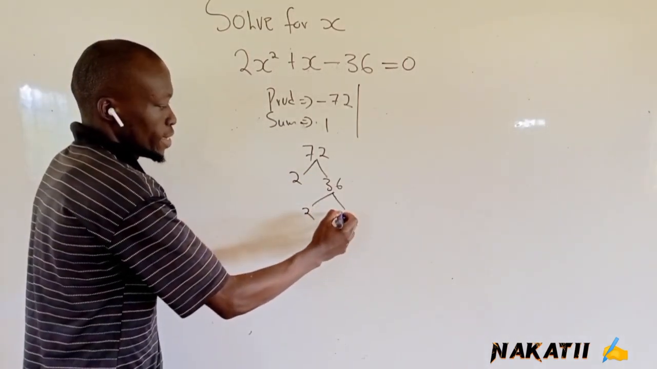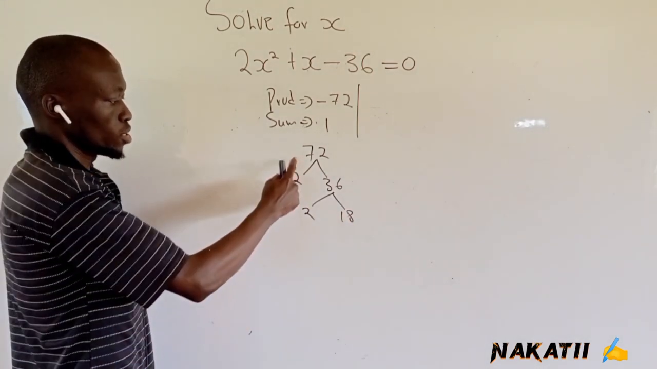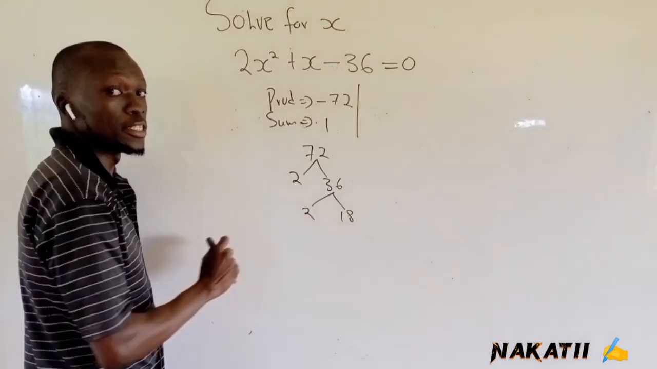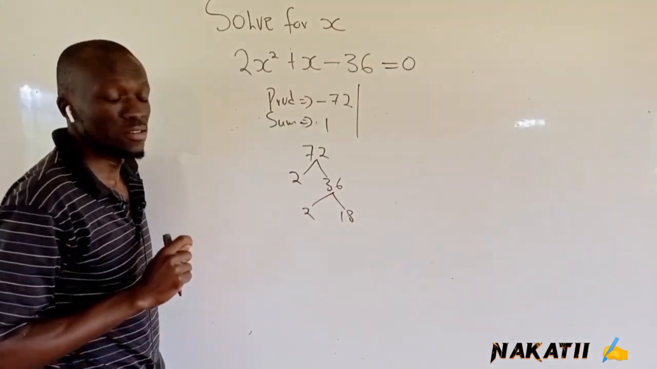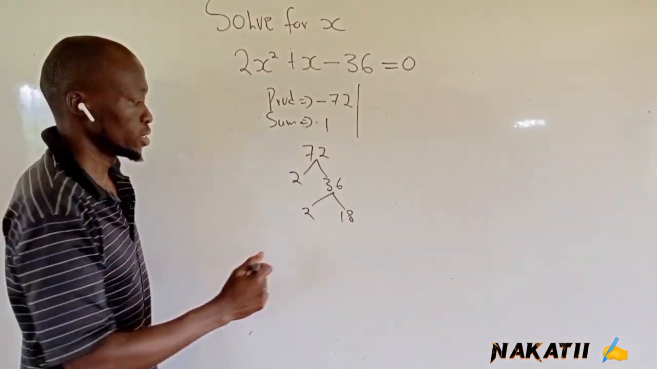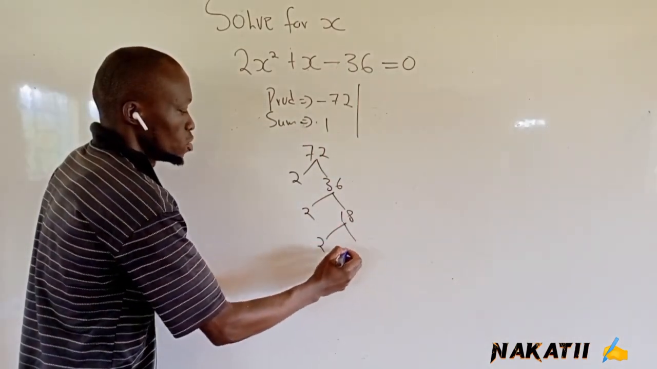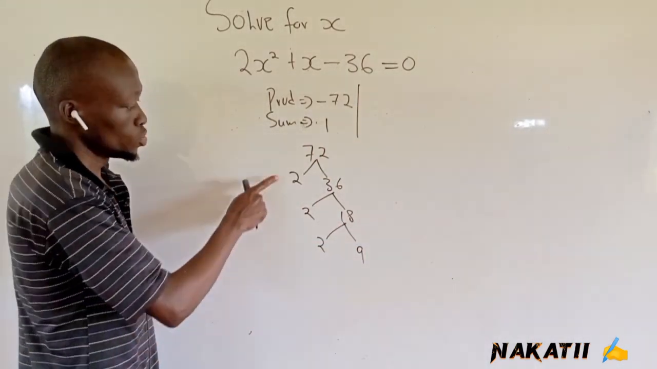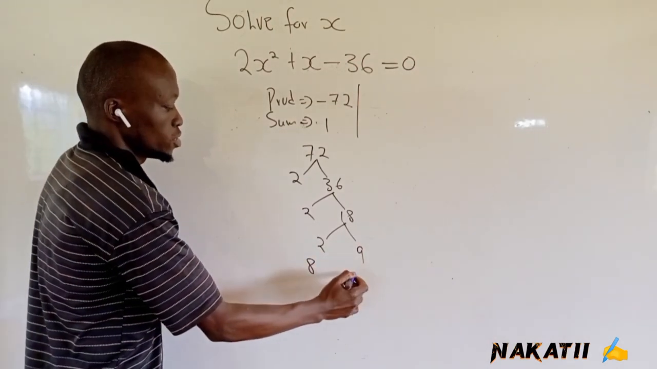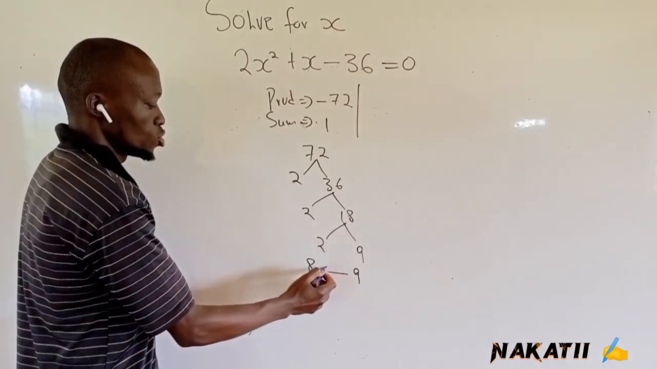Continue by 2. 2 goes there, 18. Check this now. Between 2 times 2 is 4. So check 4 and 18. Can 4 and 18 give you 72? Yes, if you multiply. But can you add to get positive 1? You can't. You continue by 2, 9. This time round, you take 2 times 2 times 2. It will give you 8. And then 9.